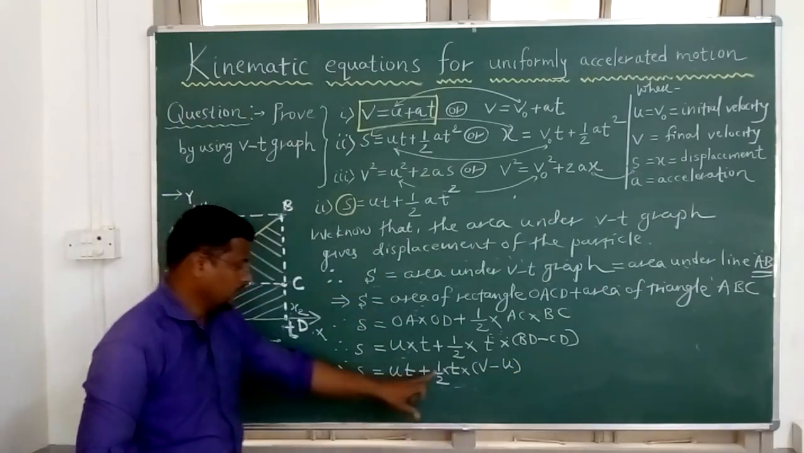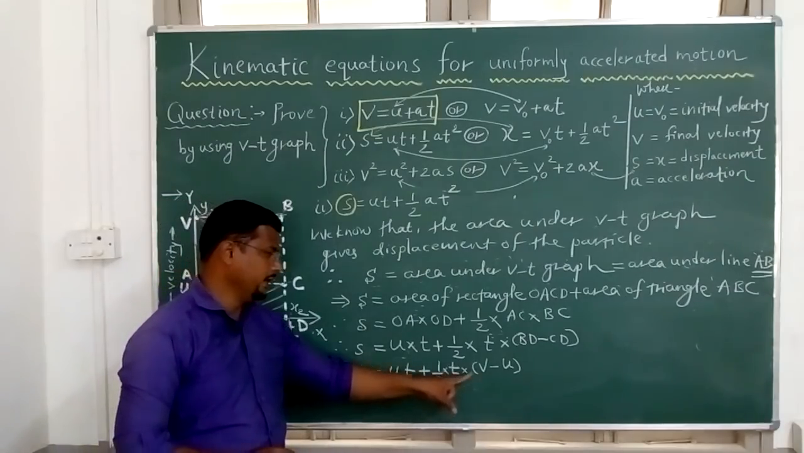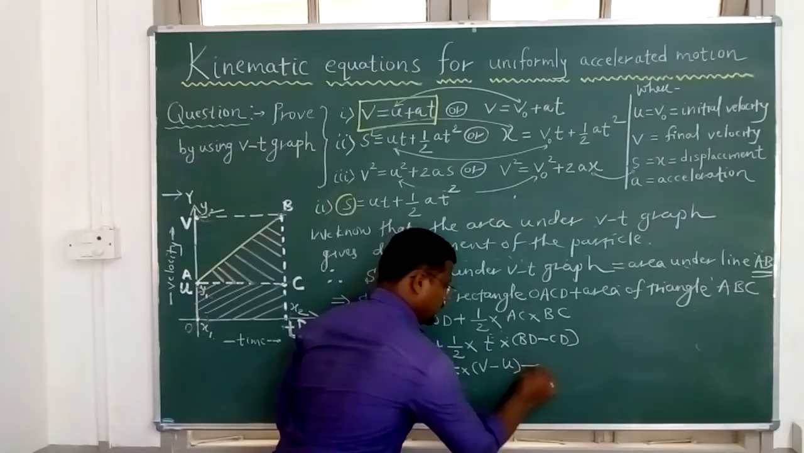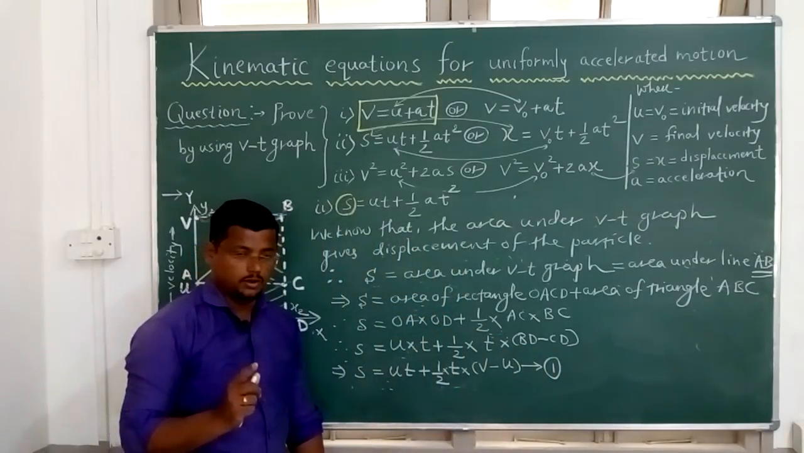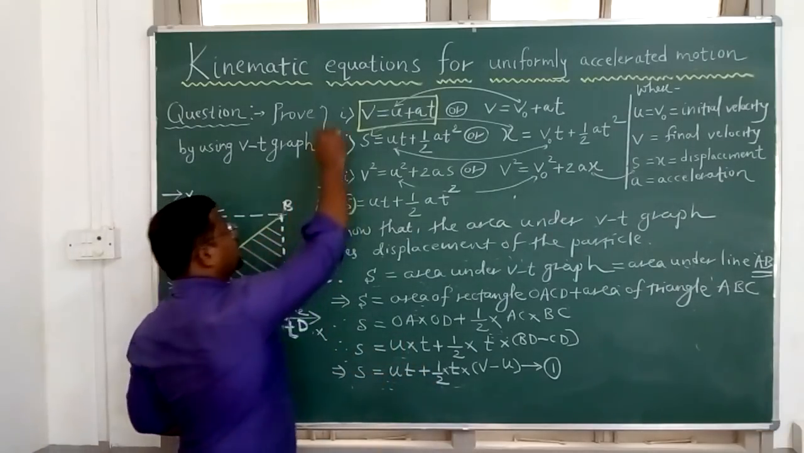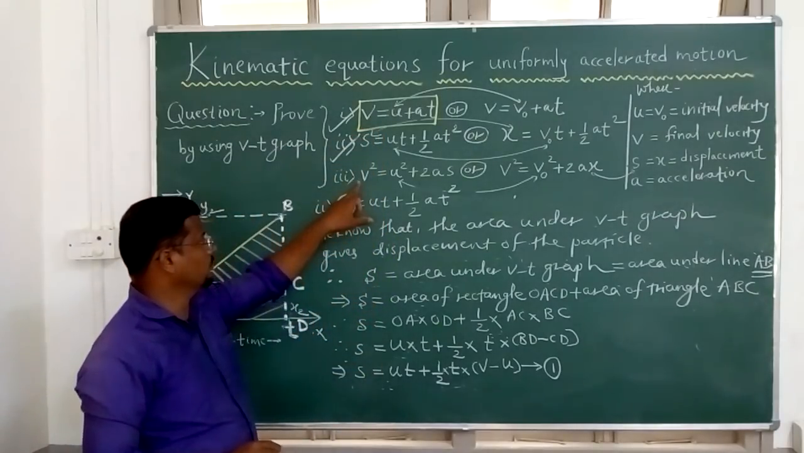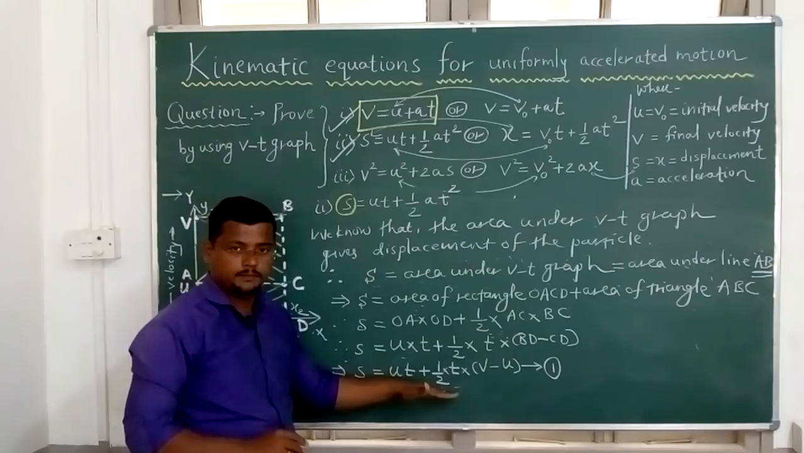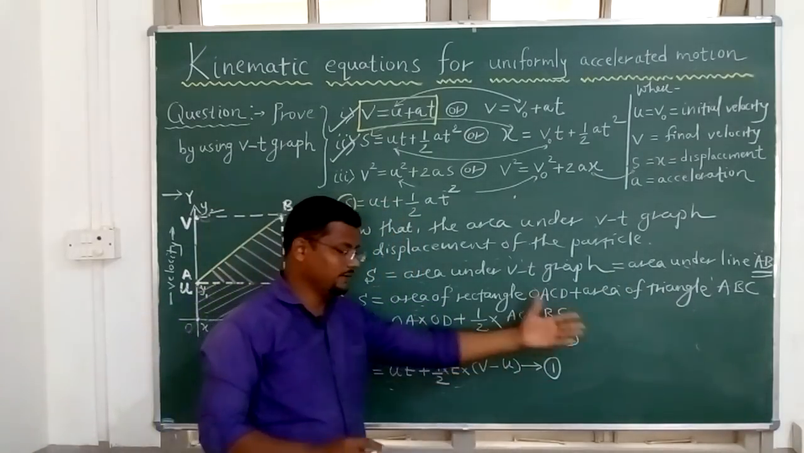Now I got the answer: s equal to ut plus half into t into v minus u. I will give this equation number 1. Up to this you be careful, because in the next proof also these steps are common, which I am about to prove. After that we will have the change here.